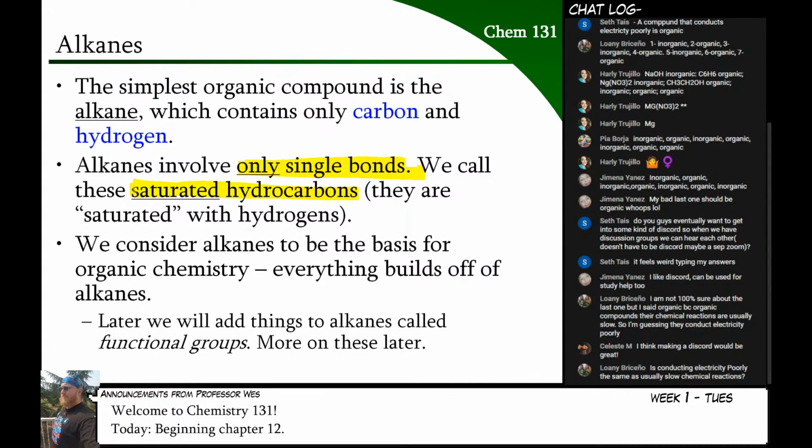Now, alkanes are sort of the backbone or template of all molecules. So everything starts with alkanes and then builds from there. We're going to change out atoms to get other molecules, but our template is going to be the alkane. Later on, we're going to talk about functional groups. Don't worry about functional groups right now. Right now, all we care about is this carbon and hydrogen chain.